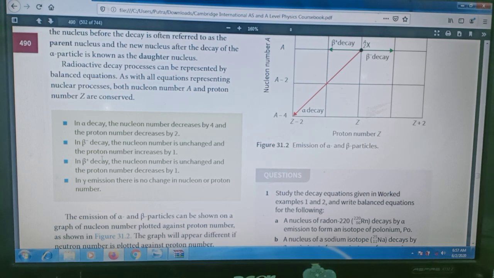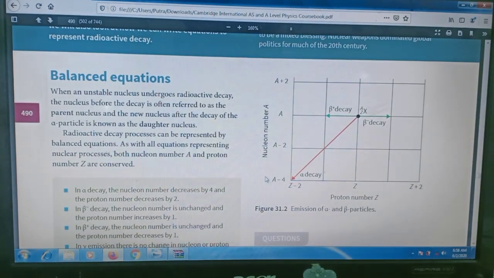In beta plus decay, the nucleon number is unchanged and the proton number is decreased by 1. Yes, because it is positron decay. In gamma emission, there is no change in nucleon or proton number because gamma emission is the emission of energy only. Yeah, I have also given you some questions related to this kind of thing.